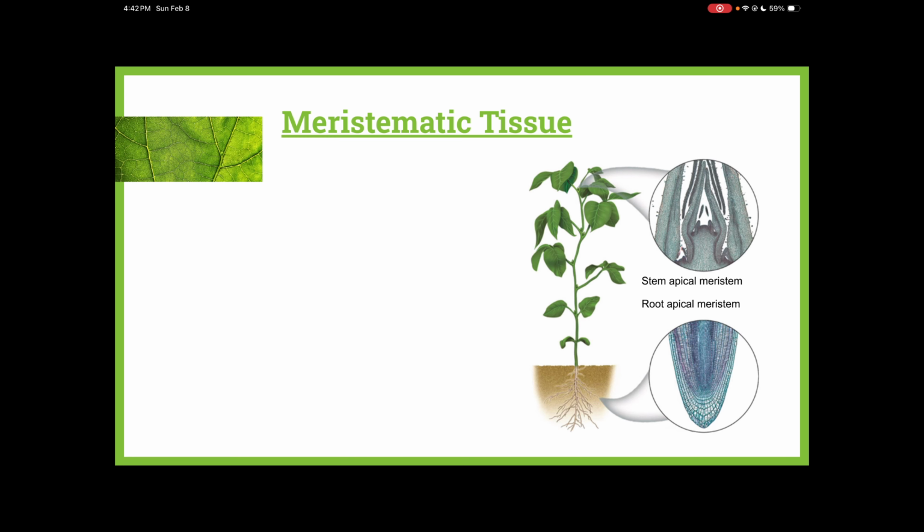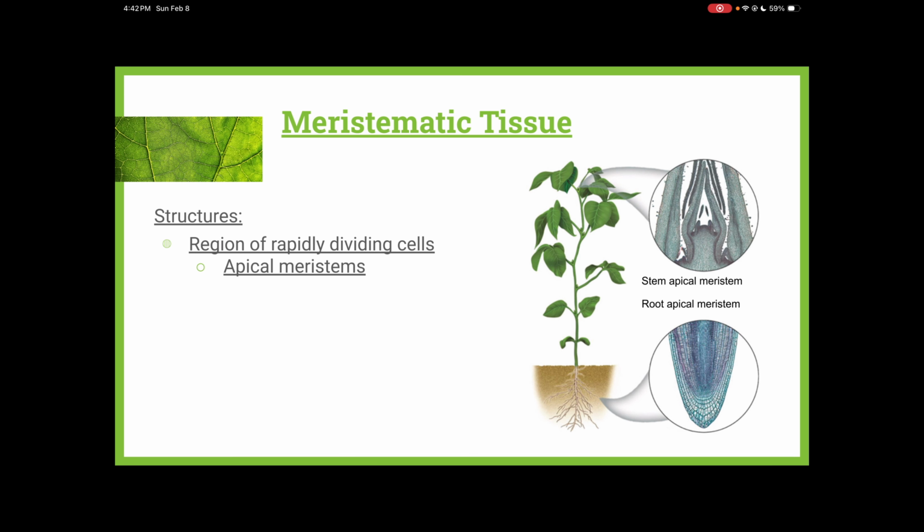Okay, meristematic tissue. A meristem is where growth happens in a plant. And so it's a region of rapidly dividing cells. When we did mitosis and we looked at those cells under the microscope, we were looking at root cells or root hairs of an onion because they're going to be rapidly dividing to reach water.